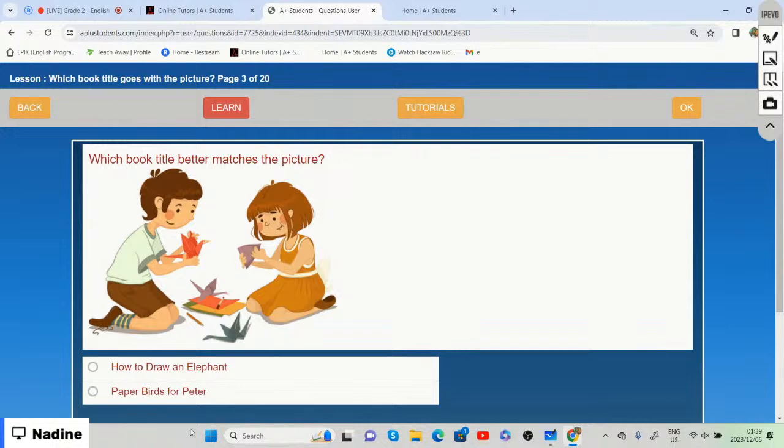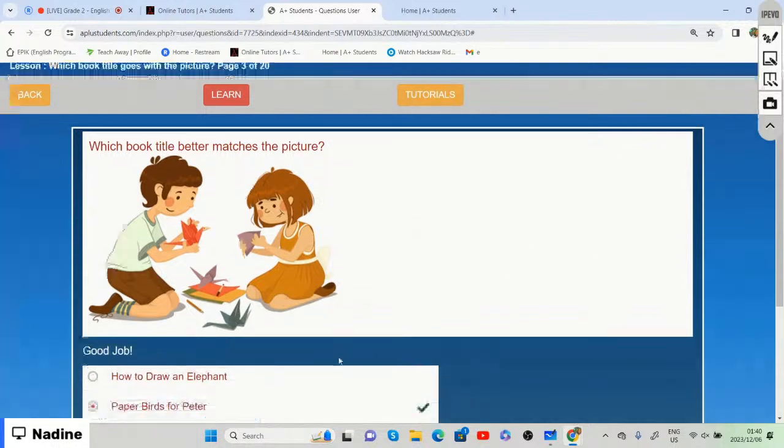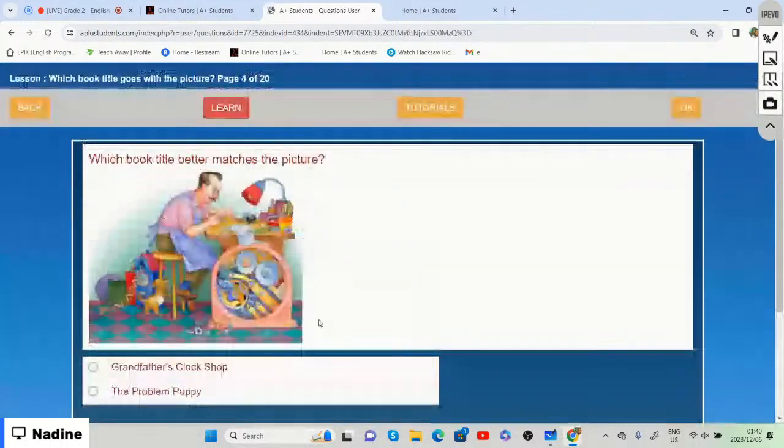All right, so which means that if we choose our correct title, we will say paper birds for Peter, right? Because they're basically busy with papers. So we can say paper birds for Peter. All right, and that is correct.